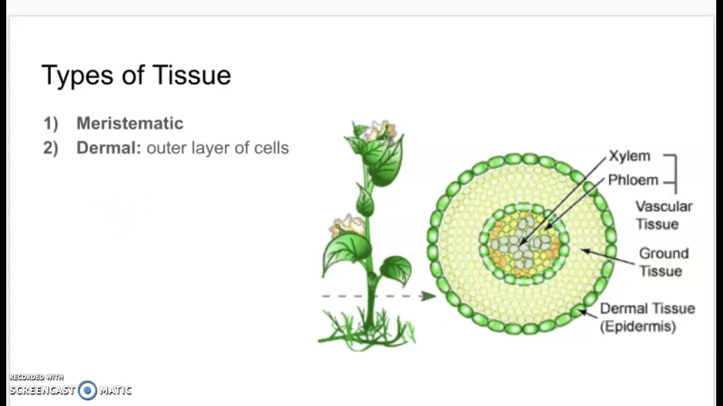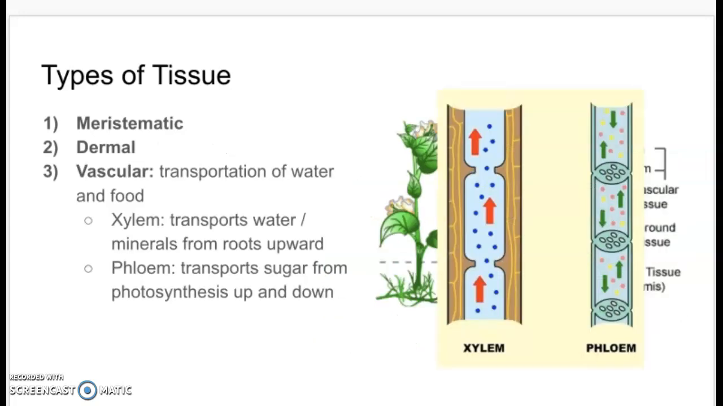So far, meristematic and dermal tissue can be found in any plants. The next type of tissue is vascular, and vascular can only be found in vascular plants. Remember, vascular plants are more developed in terms of evolution because they're plants that are larger and have to transport nutrients. Now, the vascular plant has two areas. We discussed this, but I'm going to talk a little bit more in detail.